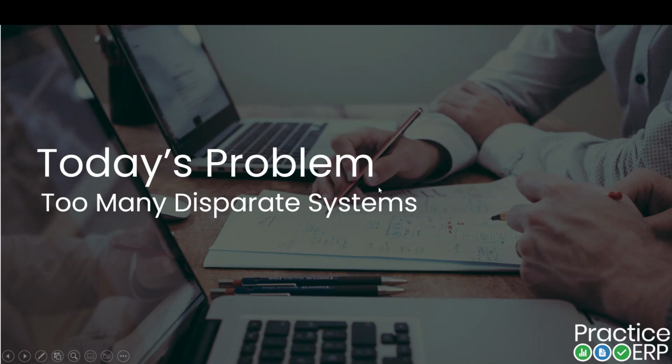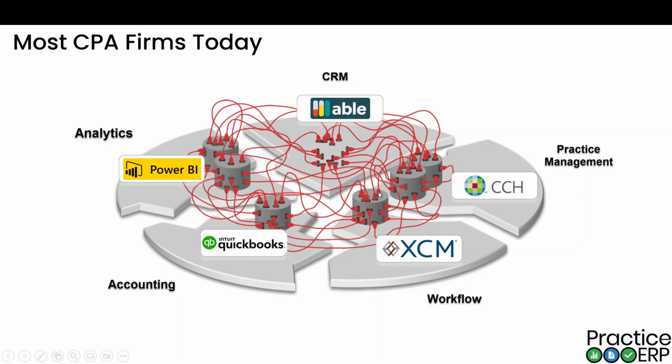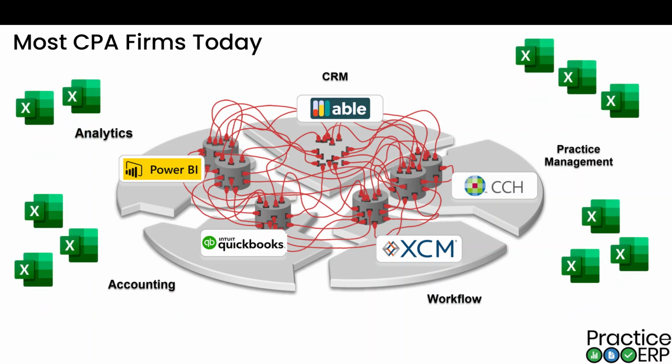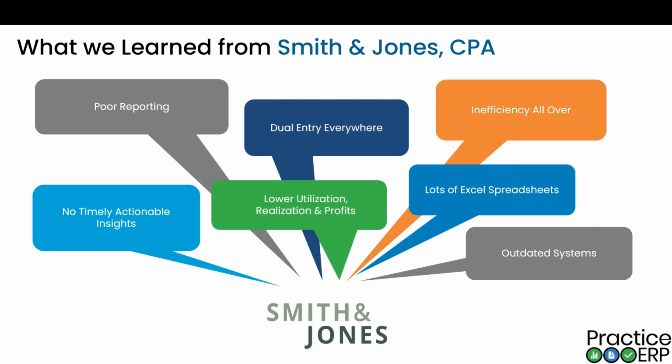So today's problem that we're seeing in many CPA firms is we hear this over and over again, there are just too many disparate systems. And what does that mean? A lot of times, definitely CCH, we see XCM for workflow, Able or Salesforce or no CRM at all, QuickBooks for accounting, and analytics is either in Excel spreadsheets or Power BI or something outside. And with all these separate systems, there's lots of Excel spreadsheets all around trying to maintain stuff, dual entry everywhere. Inefficiency, lots of spreadsheets, like I said before, poor reporting, generally some outdated systems.